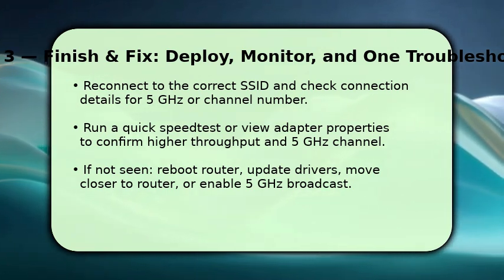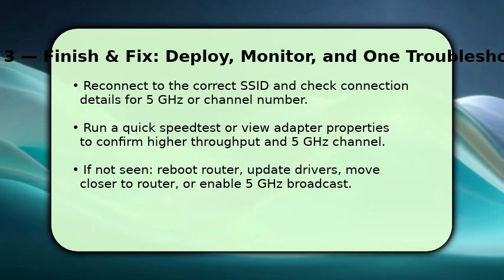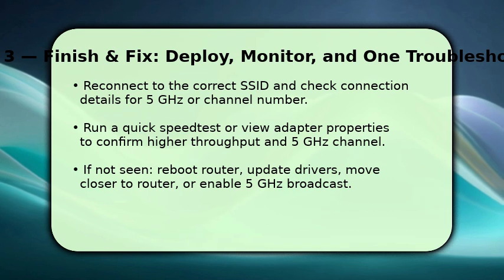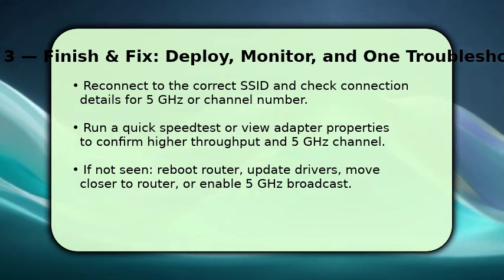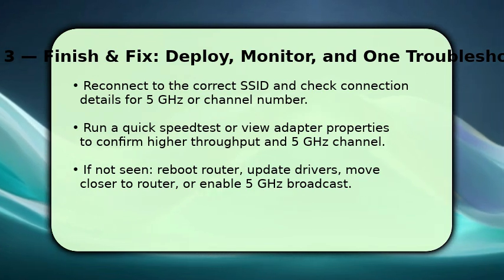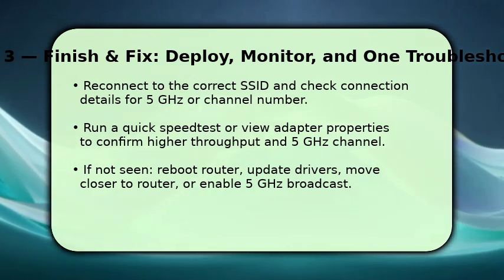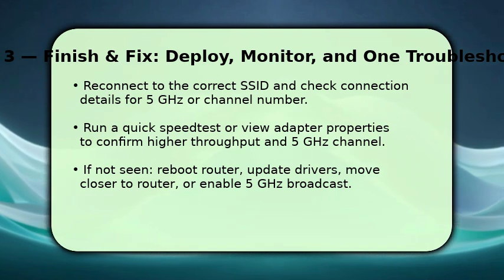If the 5 GHz option doesn't appear, reboot the router, ensure 5 GHz is enabled and broadcasting, update the laptop driver, and move closer to the router to rule out range limits. If problems persist, roll back driver changes or contact support for the adapter model.